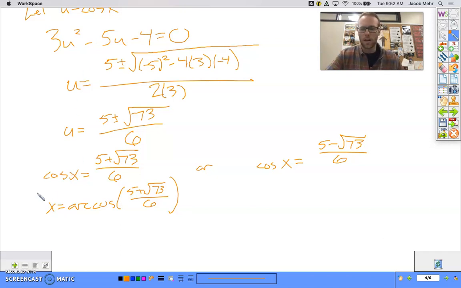Now remember, arc cosine is not a button on your calculator when it looks like this. Remember, another way to write arc cosine is the inverse cosine with that little -1 up there, that inverse notation. So I'm going to take the inverse cosine, make sure you have parentheses around the numerator, 5 plus the square root of 73 over 6. Error.